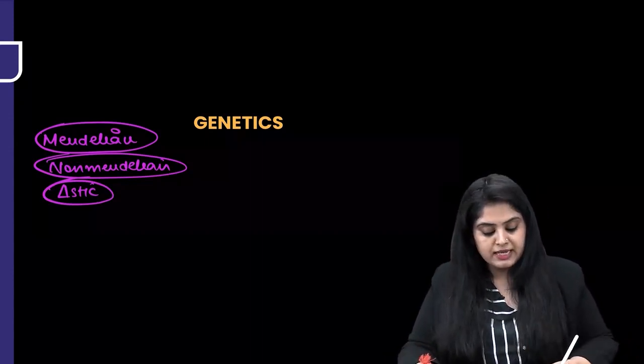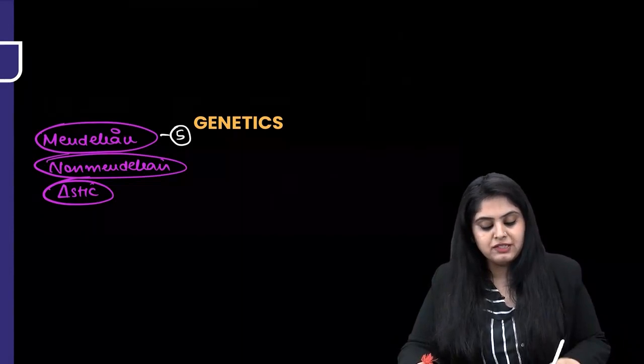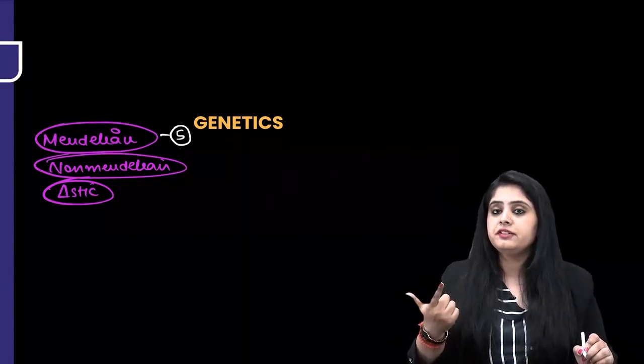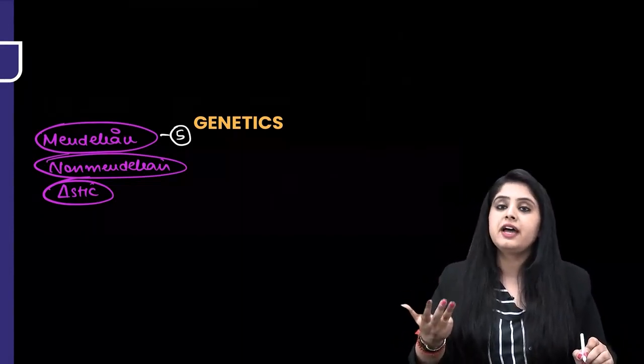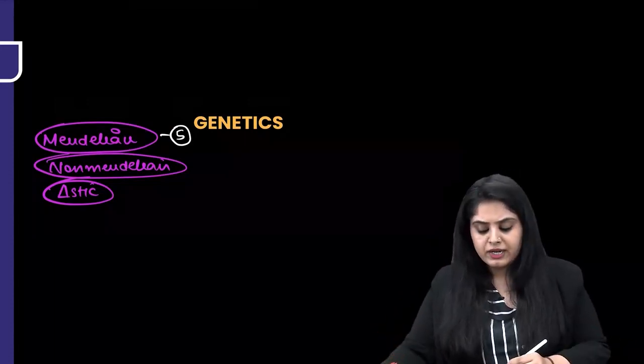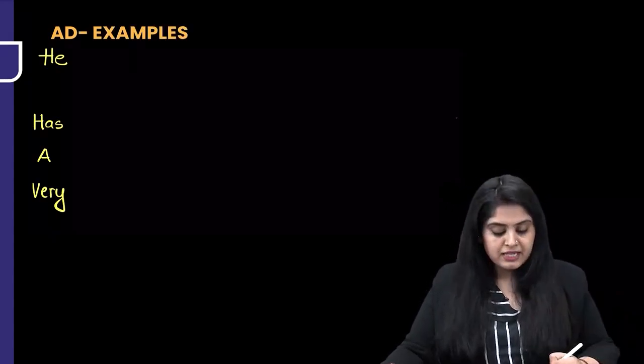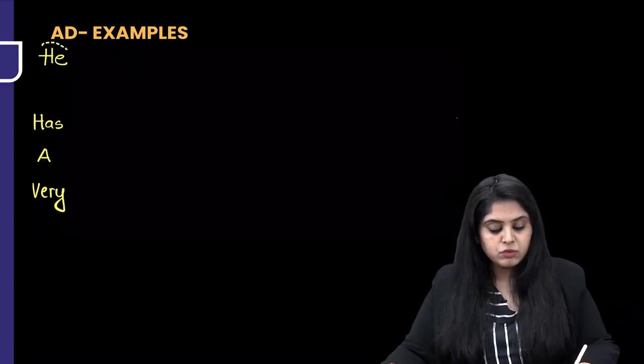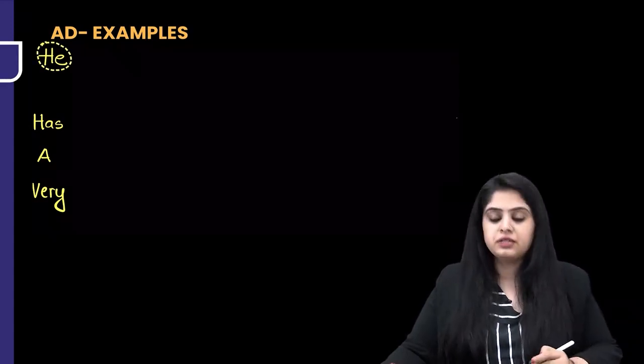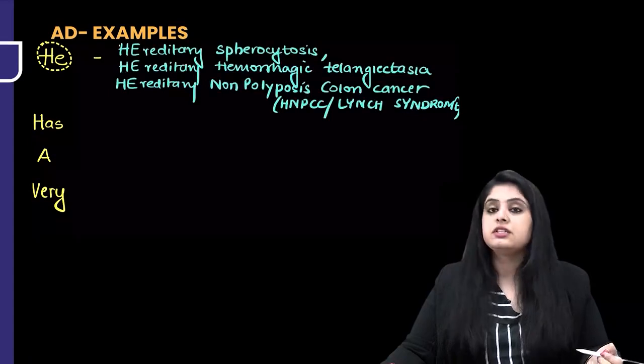When I talk about Mendelian disorders, you know there are 5 of these: autosomal dominant, recessive, X-linked dominant, recessive, and Y-linked. So let's start. When I talk about autosomal dominant, please remember that there is a very famous mnemonic known as "he has a very dominant and powerful father." So here you go. What is he has? One by one I'll take up. He has all the hereditary things will come. So what are the hereditary things that we have?